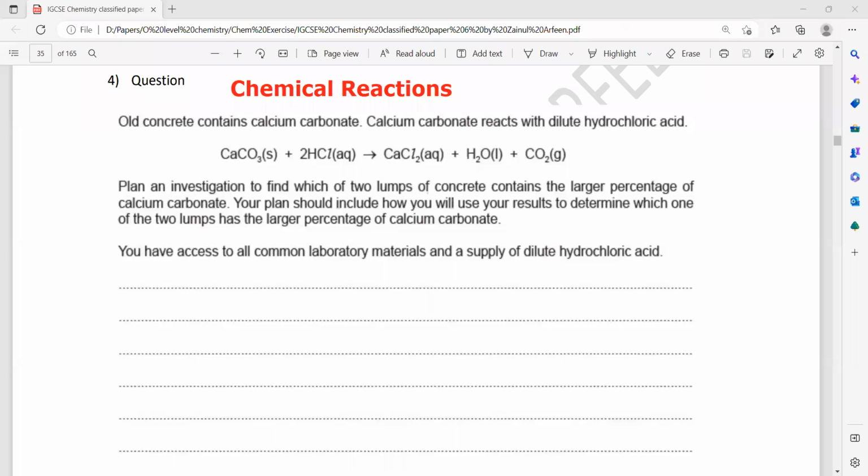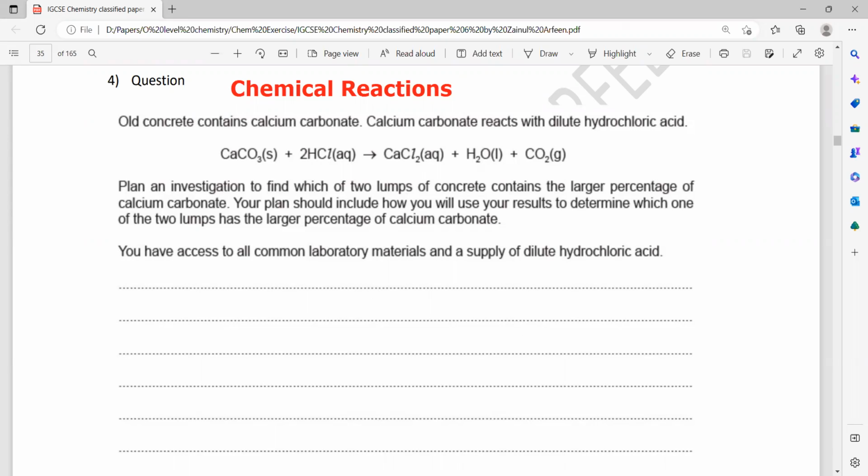Alternative to practical, this classified paper, page number 35. The question is: old concrete contains calcium carbonate and that reacts with hydrochloric acid.